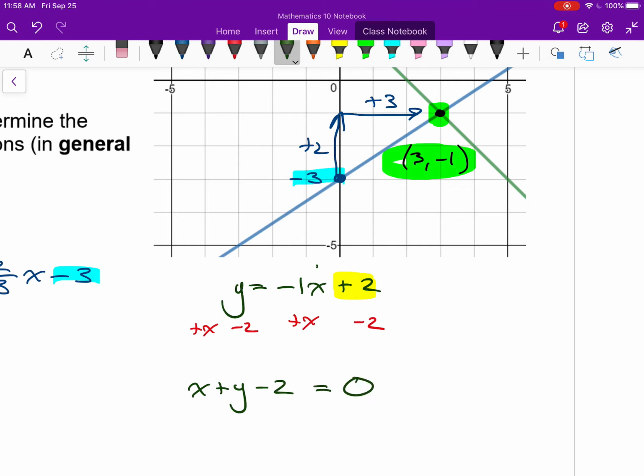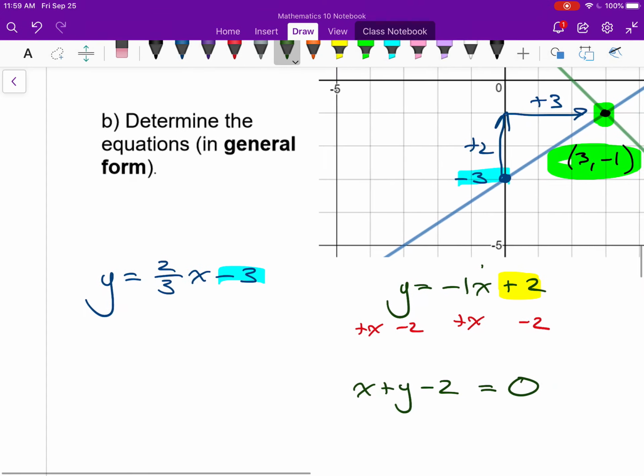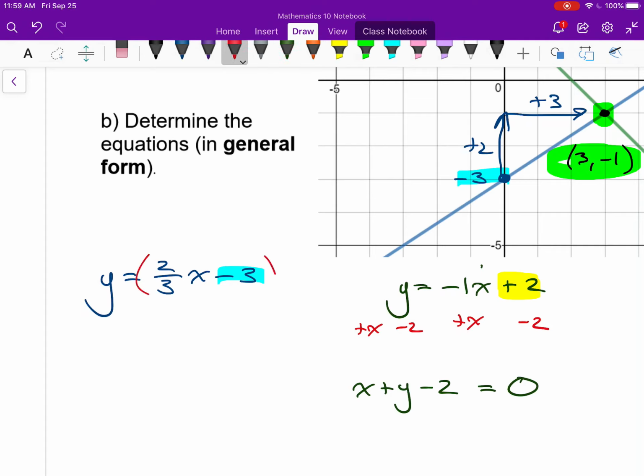There, that's the equation of the graph in green in general form. And what about the one here in blue? A bit more work because of that fraction. First, to get rid of that fraction, though, I can just multiply everything by 3, whatever that denominator is. And so this becomes 3y equals 3 times 2/3. The 3's cancel out, and so you just have 2x. And 3 times negative 3 is negative 9.